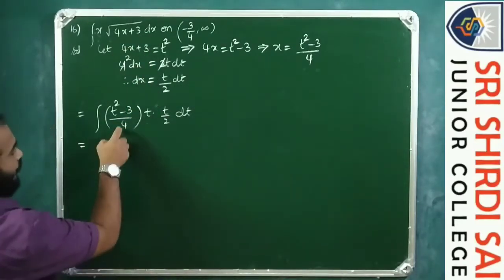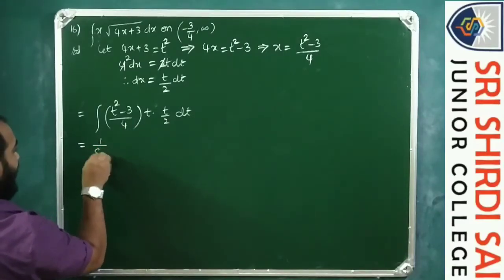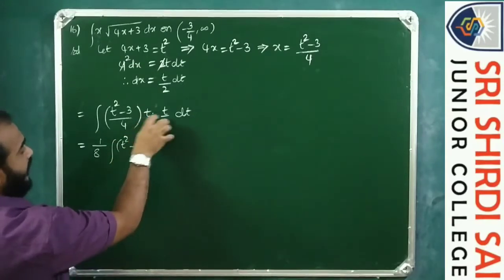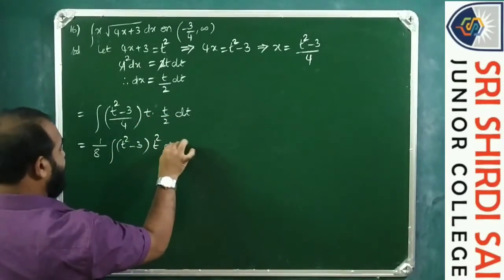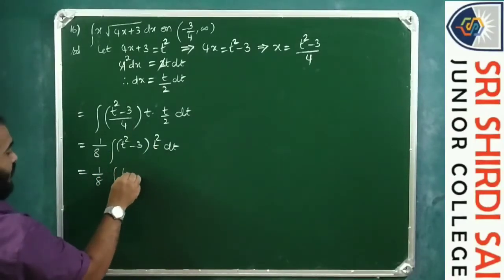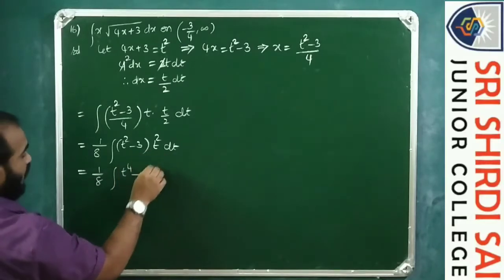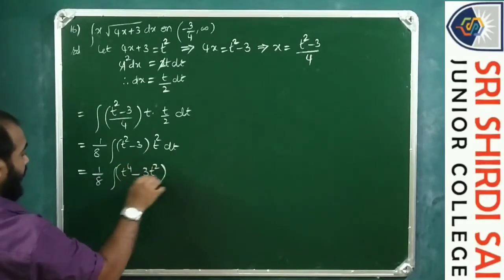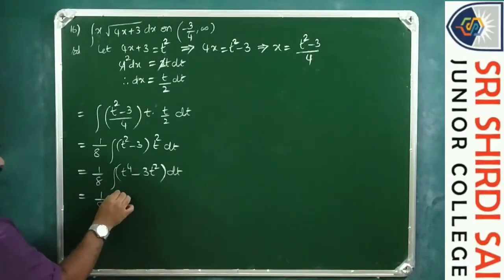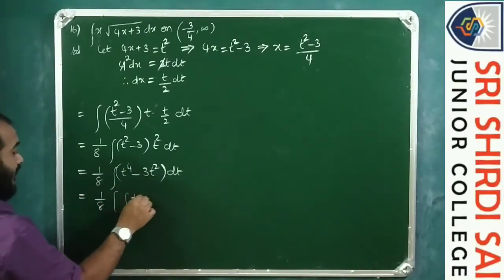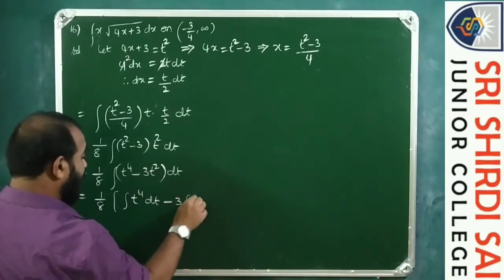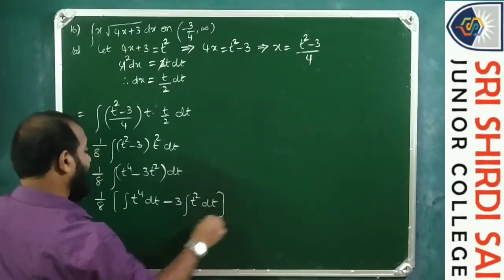So this is equal to 4 2s are 8. So 1 by 8 into, so t square minus 3 into t is t square dt. So this is equal to 1 by 8. T square into t square is t power 4 minus 3 into t square is 3t square dt. So this is 1 by 8 into integral t power 4 dt minus 3 into integral t square dt.